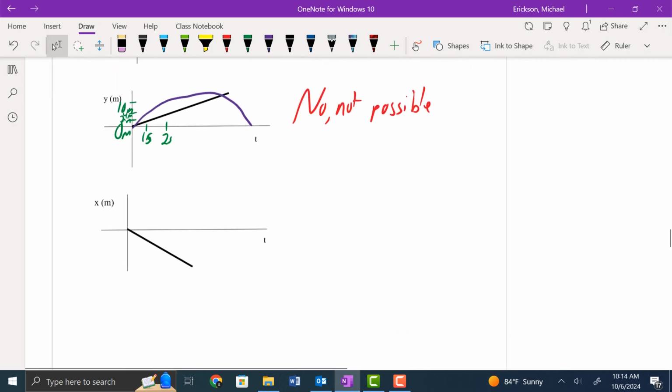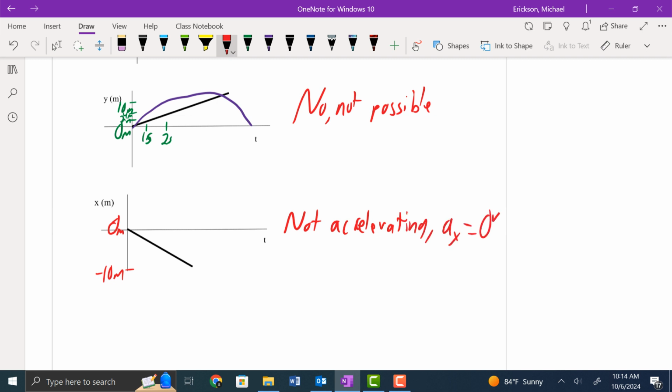All right, this last one. Is this possible? So here's an object. Let's say this is 0 meters. It looks like I'm traveling in a negative direction. I'll call that negative 10 meters. So is this possible? So I'm looking at this. Is it accelerating? So not accelerating. And because it's a horizontal direction, my a of x is 0, which is what I want. So is this graph possible? But it's going the negative direction. So it is possible.